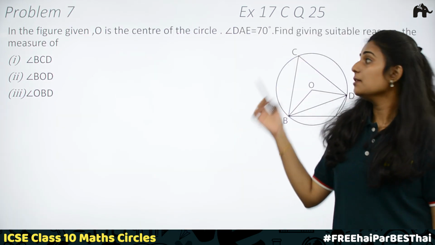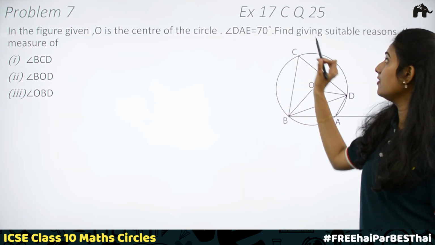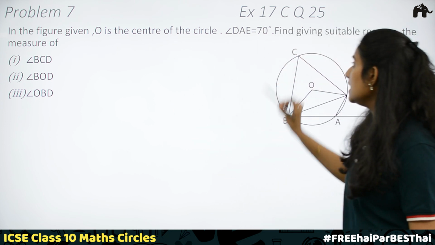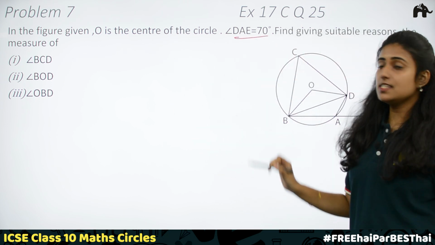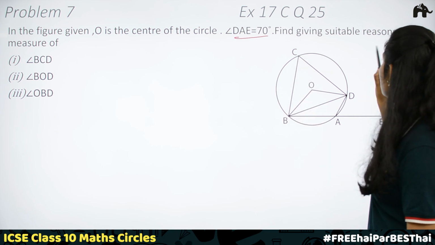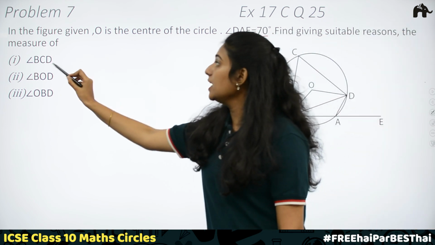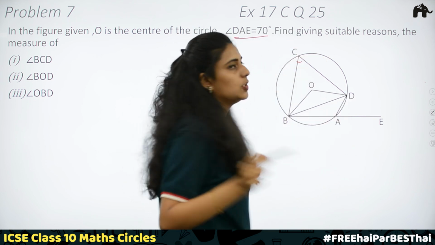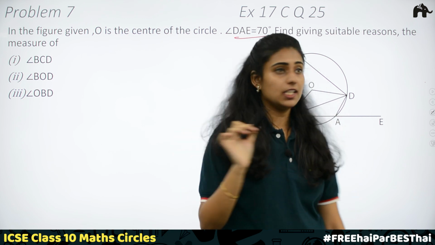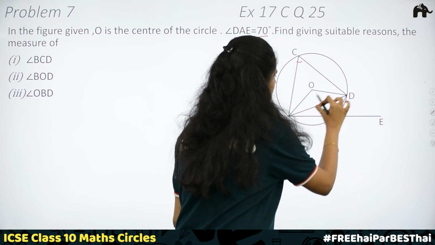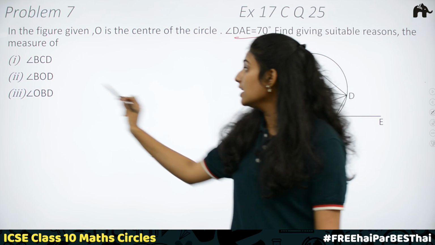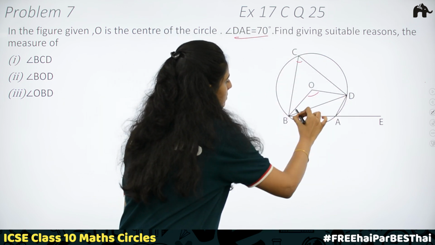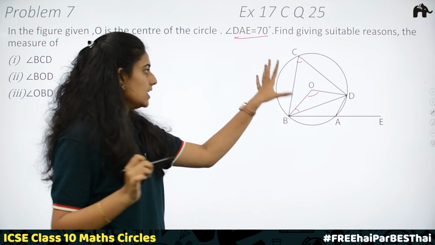Okay. Next, problem number 7, question 25 of exercise 17C. In the figure given, O is the center of the circle. Angle DAE is equal to 70 degrees. Find, giving suitable reasons, the measure of BCD. Where do we have BCD? This is BCD. Okay. Second, BOD. This angle. And the third one, OBD. Where do we have OBD? OBD. Okay. So, the figure is clear.